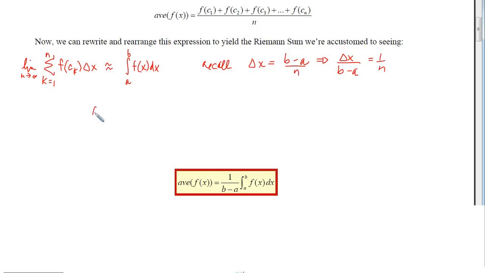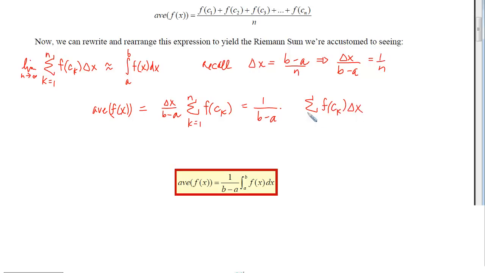So I can come back to here and write that average f of x is actually delta x over b minus a times the sum of all these y coordinates, which we can condense using our sigma notation into this. So if I now distribute this delta x to everything that's being summed up, that's the same as 1 over b minus a times the summation of f of c sub k times delta x.